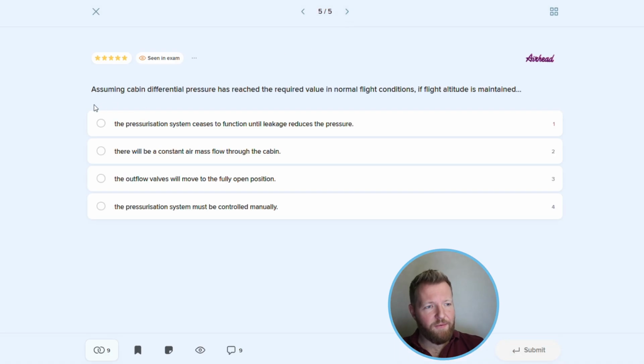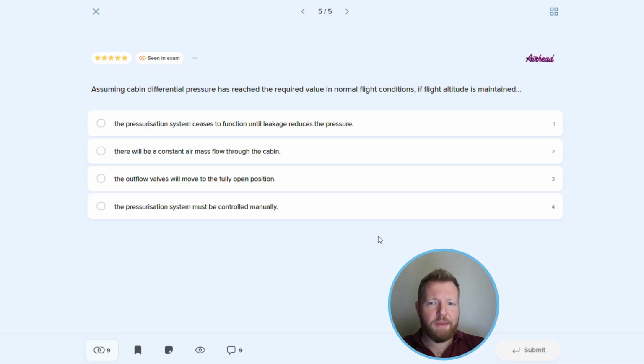The last 5th question. Assuming cabin differential pressure has reached the required value in normal flight conditions, if flight altitude is maintained, the pressurization system ceases to function until leakage reduces the pressure, there will be a constant air mass flow through the cabin, the outflow valves will move to the fully open position, the pressurization system must be controlled manually.